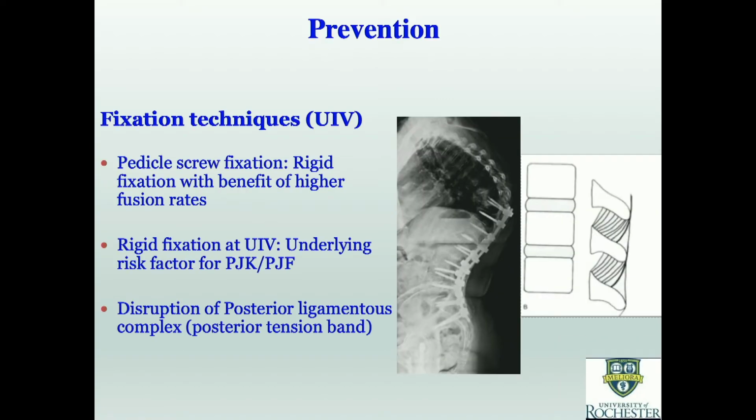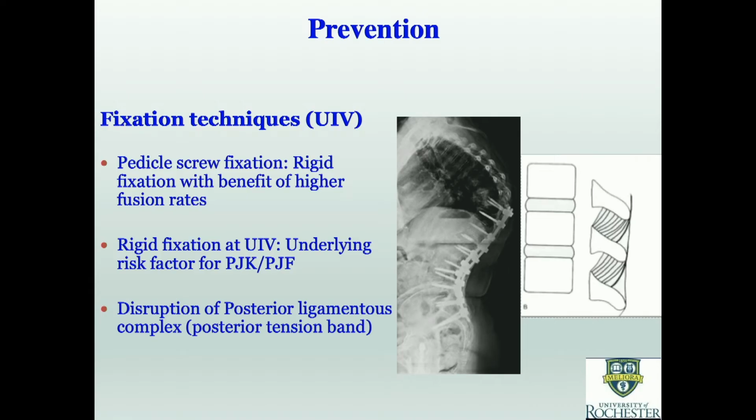So fixation techniques, we talked about instrumentation at the UIV. So pedicle screw fixation provides us with rigid fixation. We've talked about using larger screw diameters and using screw density. So it gives us a good fixation which can lead to high fusion rate. But the concern with that sometimes is that you create a very rigid spine and there's nowhere else for that motion to occur. So just like patients developing adjacent segment disease.